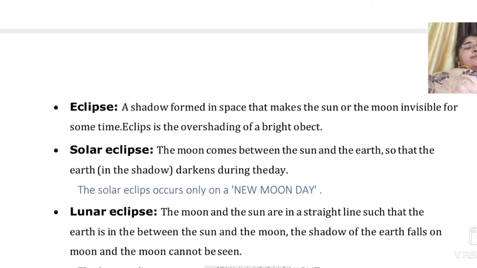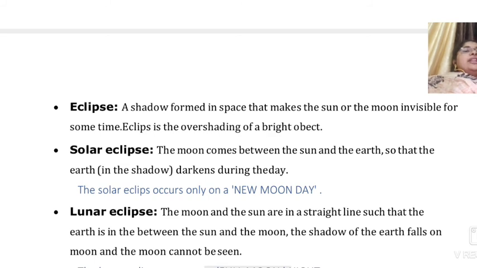First, if we talk about solar eclipse, what is a solar eclipse? Sometimes you see that the moon comes between the sun and earth, so the earth becomes dark during the day. It means a shadow is coming between the sun and earth, so that is why we cannot see the sun even during the day. This is called a solar eclipse.